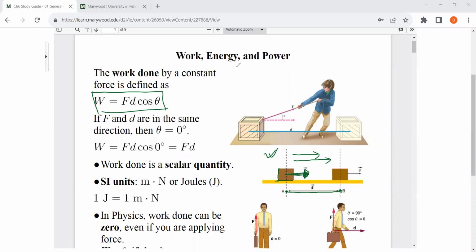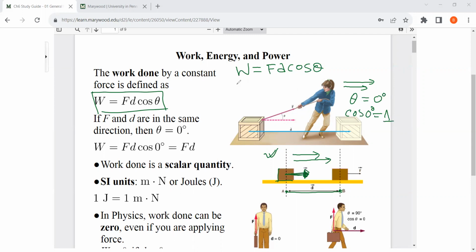Okay, so again, W is equal to F D cosine theta. Here you see that F is in this direction, D is also in this direction. Both point in the same direction. So when both point in the same direction, theta is equal to 0 degrees, and cosine 0 degrees is 1.